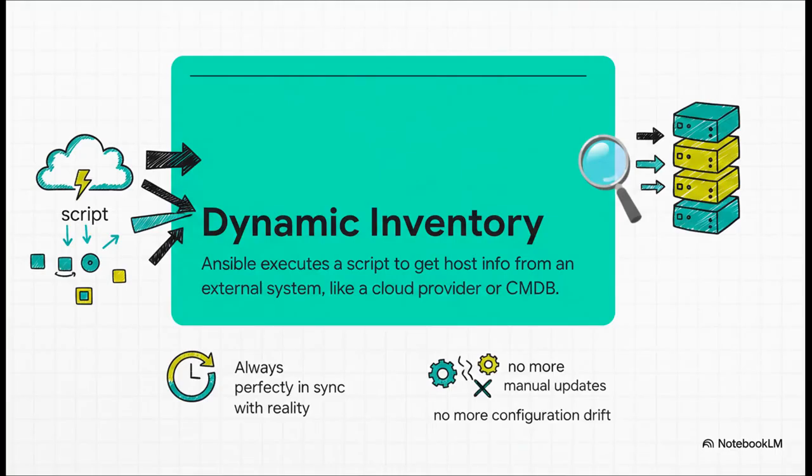Now, this concept is a total game changer. Your inventory is no longer a static file that you have to edit by hand. Instead, it's a script that Ansible runs. That script can reach out to your cloud provider, AWS, Azure, Google Cloud, you name it, and just ask, hey, what servers do you have running right now? The answer it gets back is your inventory, and it's always perfectly in sync with reality. This means no more manual updates and no more configuration drift.